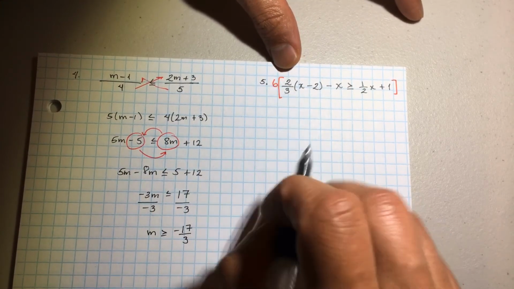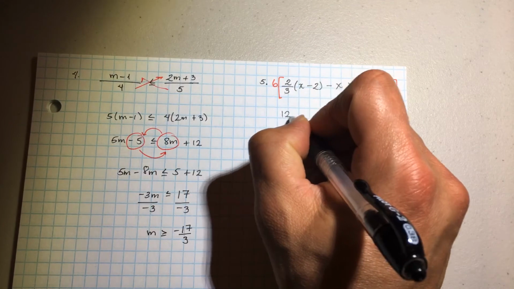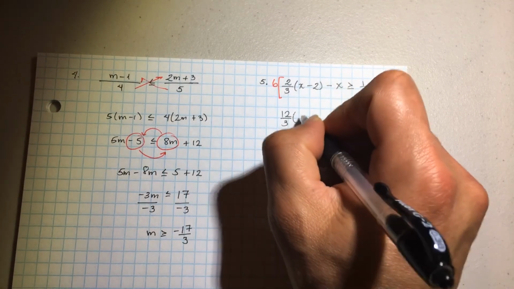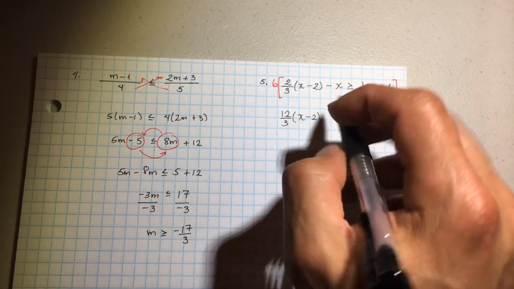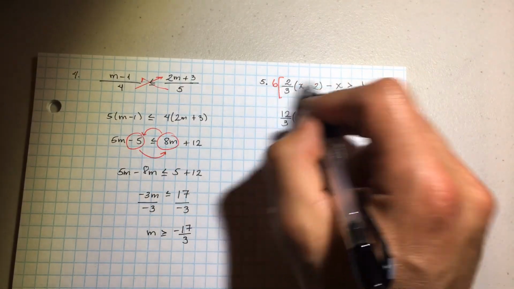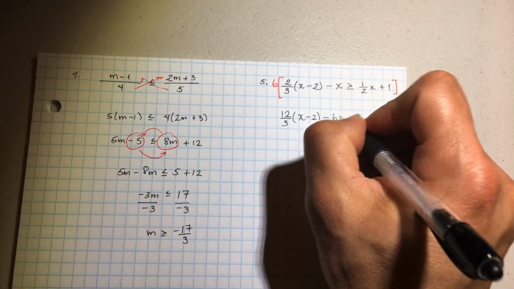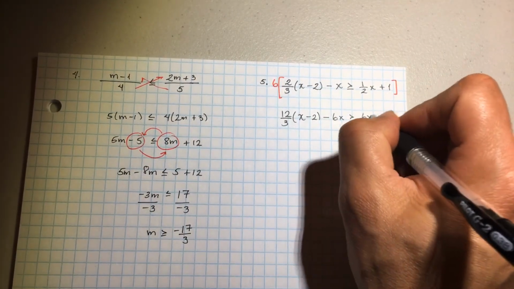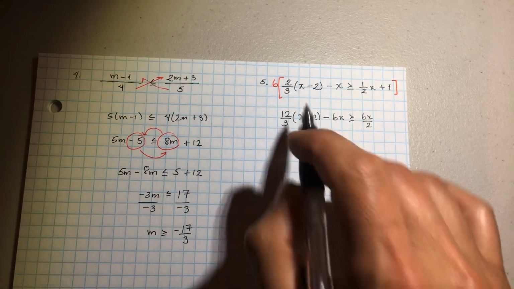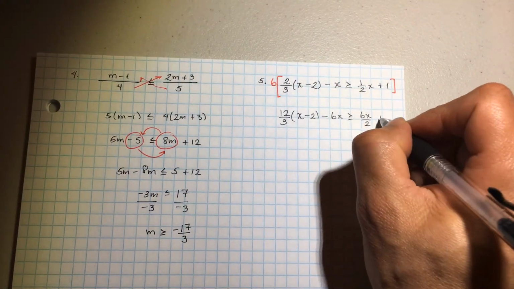Okay? 6 por 2, 12. El número de abajo se queda. El x menos 2 de adentro se queda. No se multiplica. So we don't multiply the inside. Okay? 6 times x is 6x. Same thing over here. 6 times 1 is 6x. Leave the denominator alone, the same. And then 6 times 1 is 6.